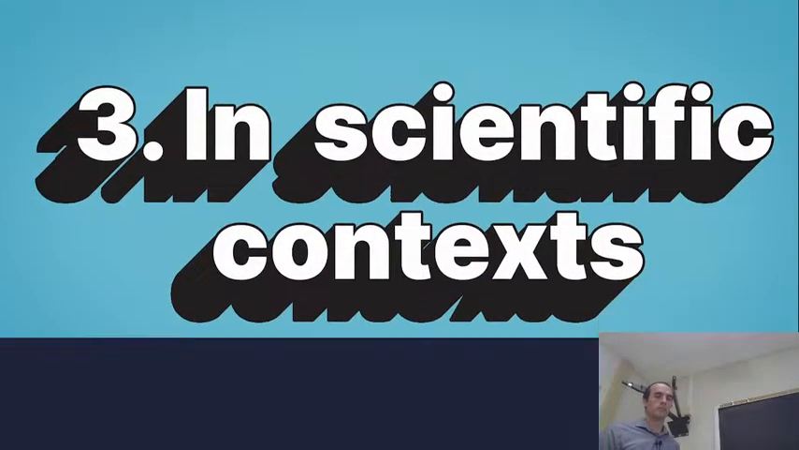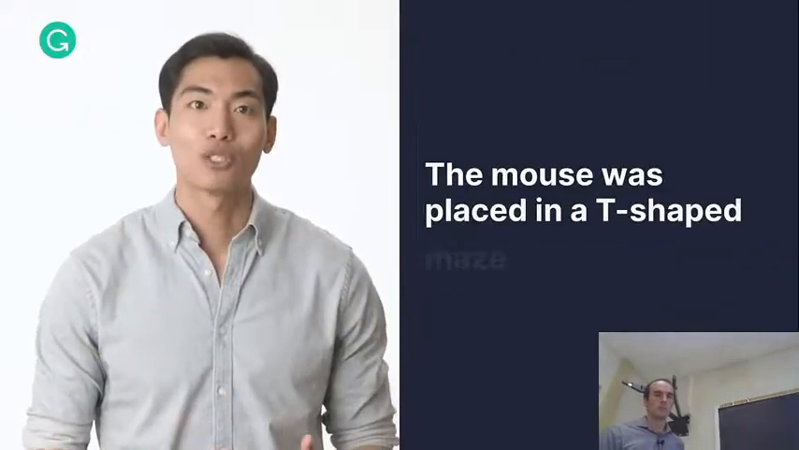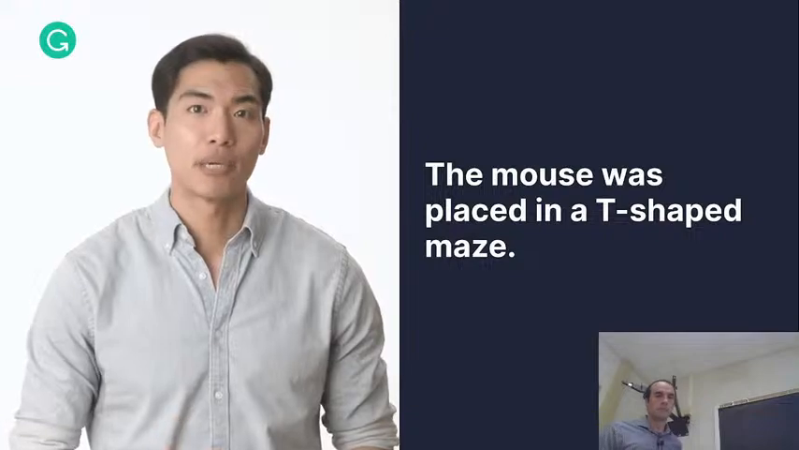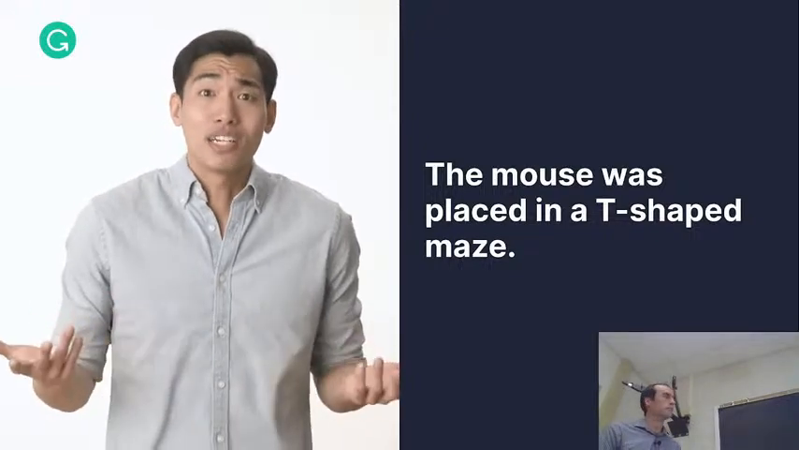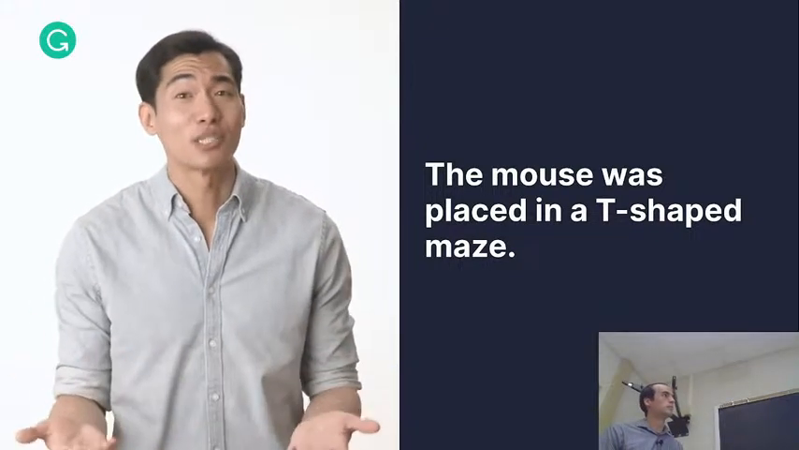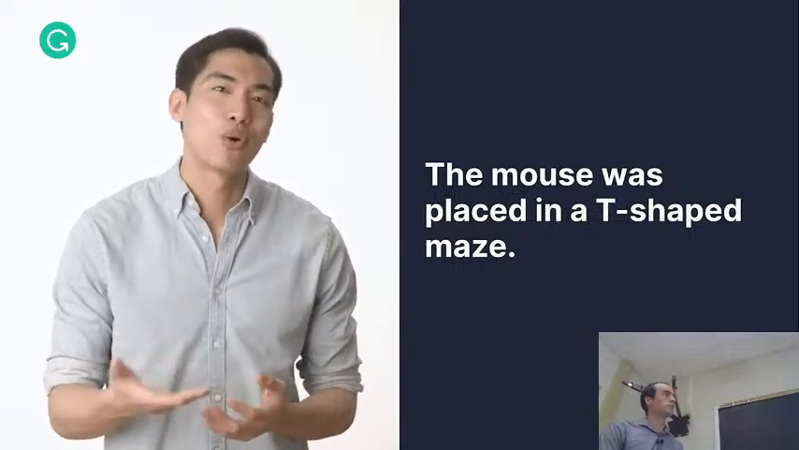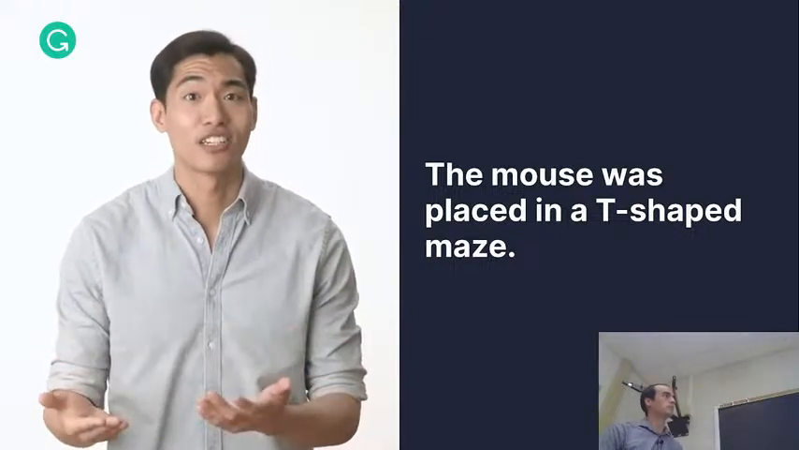Use number 3, in scientific context. Example, the mouse was placed in a T-shaped maze. Well, who placed the mouse in the maze? Scientists, perhaps, but that's less important than the experiment they're conducting. Therefore, passive voice.